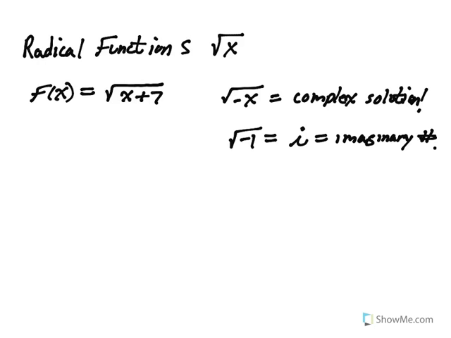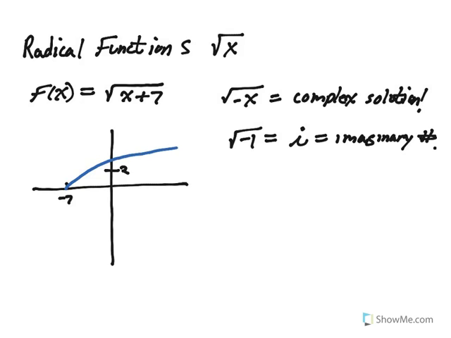But if you wanted to find the domain of the square root of x plus 7, it's going to look like this. So let me just show you what the graph looks like. Okay. And it's going to look like this. So this will be negative 7. This will be 2. It's going to look something like this. Okay, and you notice the graph doesn't go below 0 on the x-axis. All right.